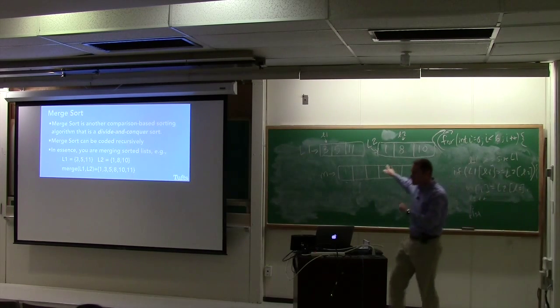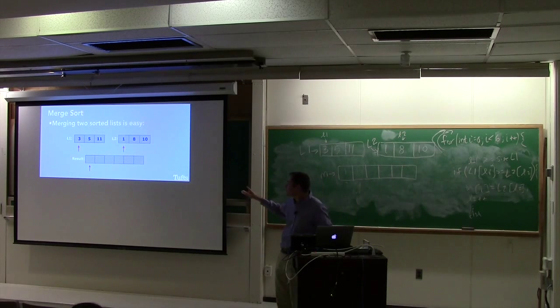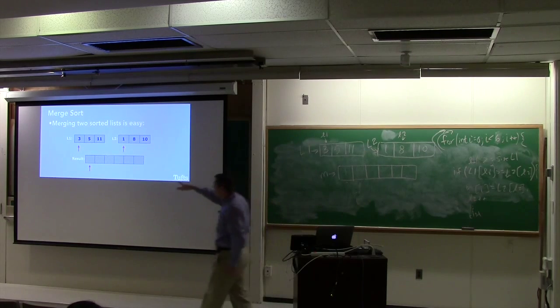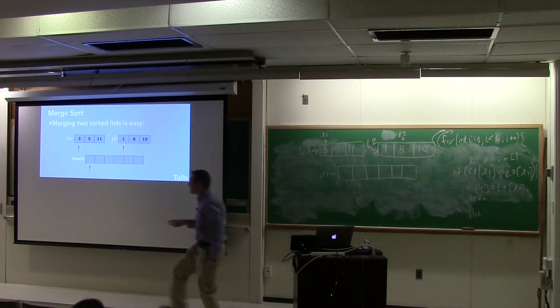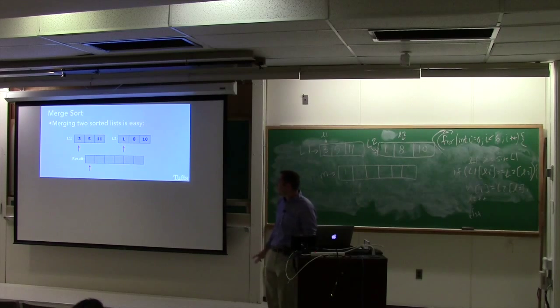OK? So let's actually see this example. I've got it up here, so it's a little easier to see. 3, 5, and 11. So what you're going to do is go through both. You start at the beginning of both, and then you just check and compare the two. Whichever one is the smallest gets put in the new array. And then you check again.